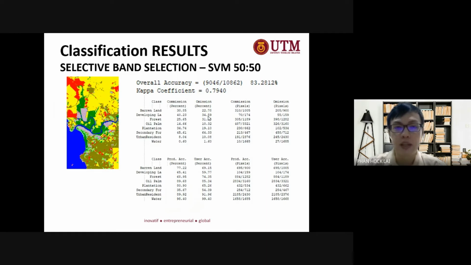98.40%. The broad range of accuracy indicates a severe confusion of secondary forest and developing land with other land cover classes. The user accuracy reflects the reliability of the classification to the user. So from the result we can conclude that water and urban residential were found to be reliable with 99.40% and 91.96% of user accuracy respectively.